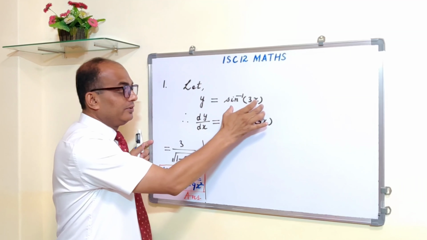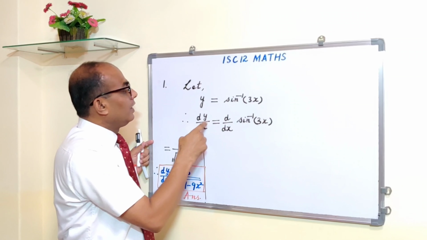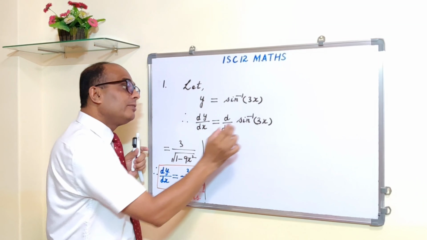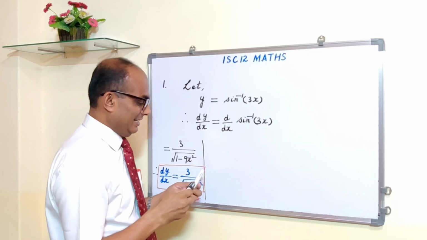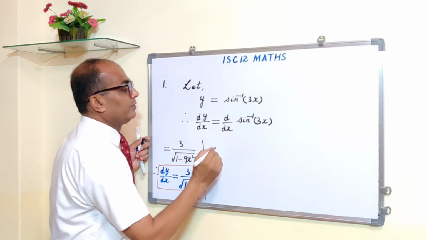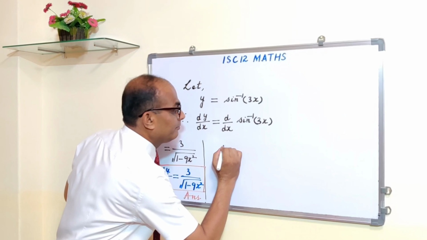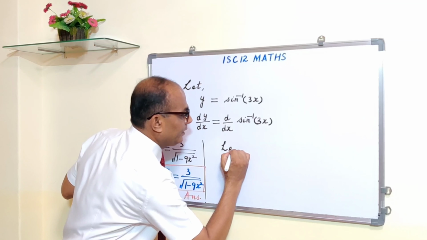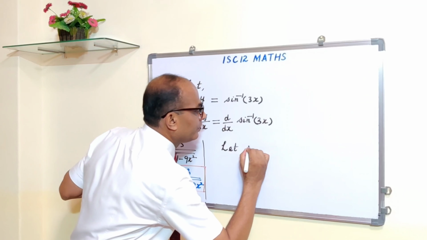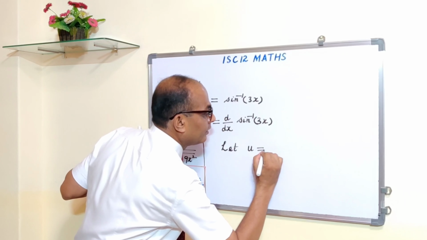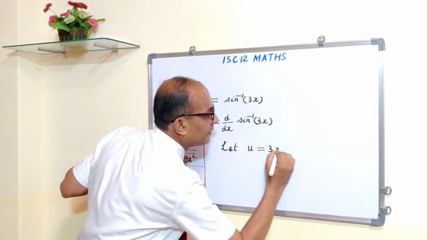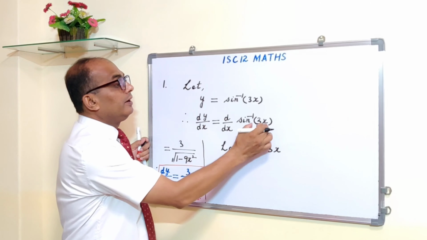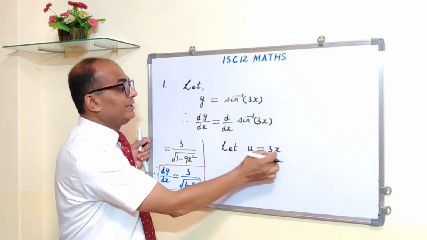Let y is equal to sine inverse 3x. Therefore, d dx of y is equal to d dx of sine inverse 3x. This we have to find out. Now, suppose 3x is equal to u. Let u is equal to 3x. We are supposing. Is that fine? Alright, so in place of 3x we are supposing that 3x is equal to u.